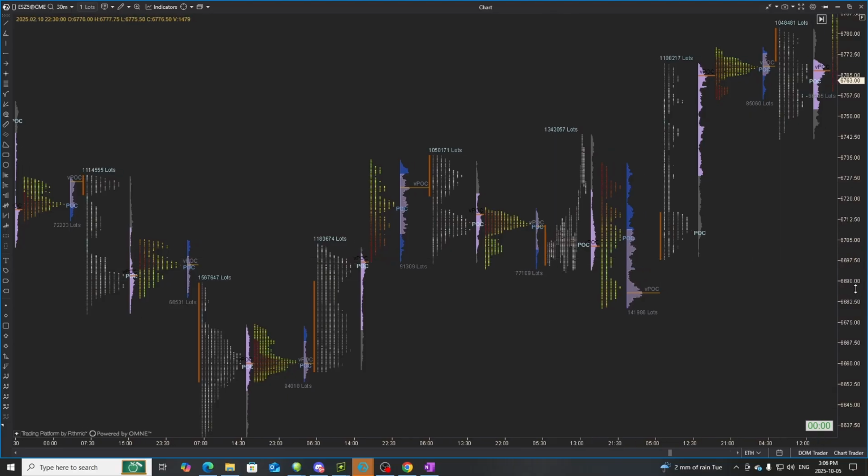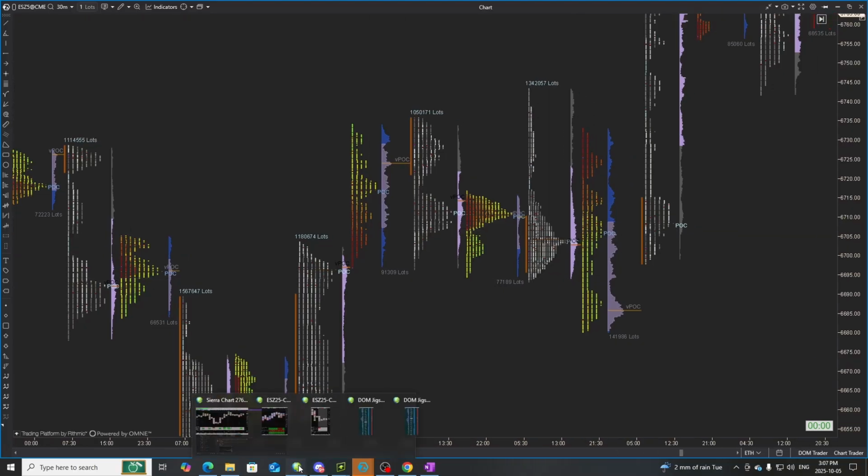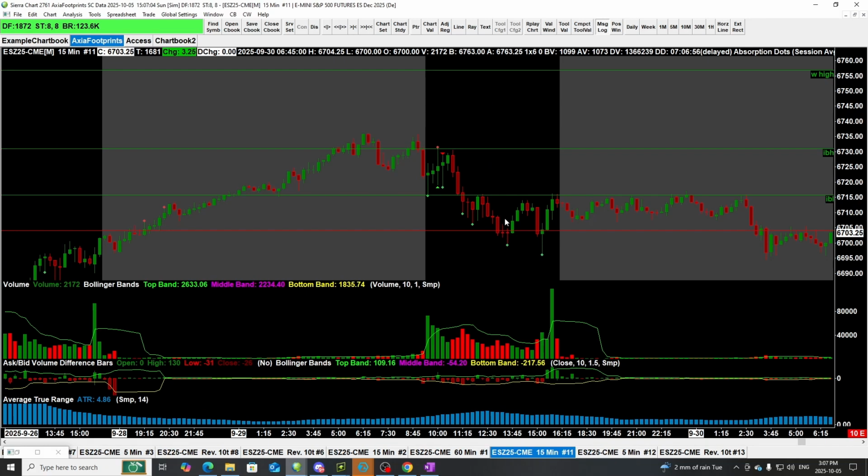We formed a really small initial balance, okay, energy build up. This was month end, and we tried doing the breakout of previous day low many times, and then finally in the late day, maybe after 1 or 2 o'clock, we got a directional move, which is quite normal on the month end days. Okay, and now let's move on to 15 minutes chart.